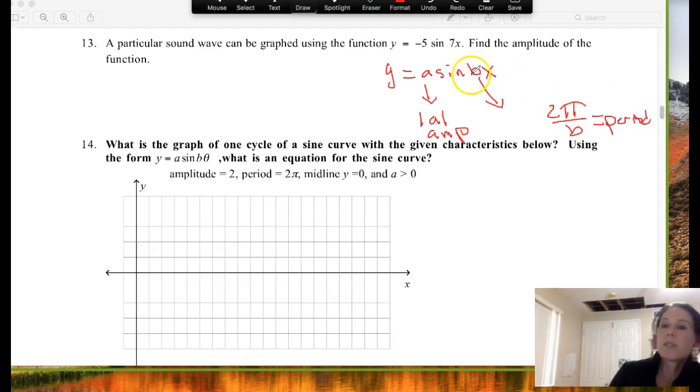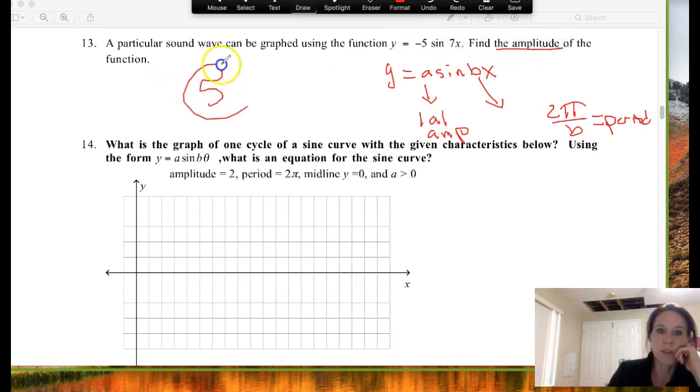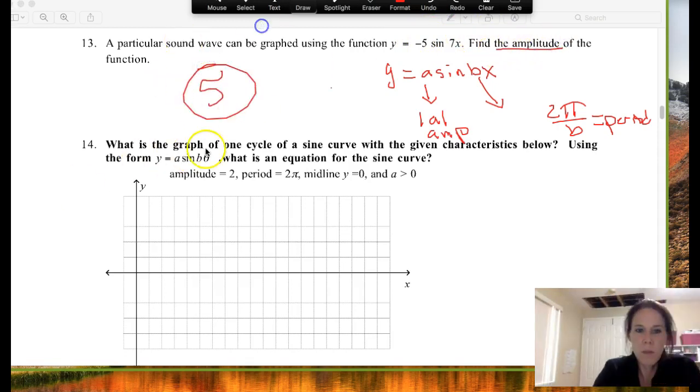Okay, so this tells you the number. There are 7 cycles in the value of 2 pi for this one, and our amplitude here is 5. So find the amplitude. It's just 5. Okay, what's the graph of one cycle of a sine curve given these characteristics using the form y equals a times sine b of theta? And then what's the equation for the sine curve?